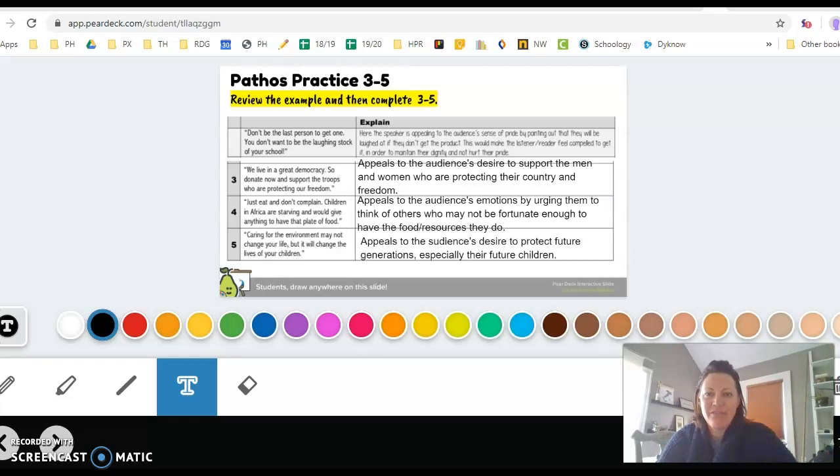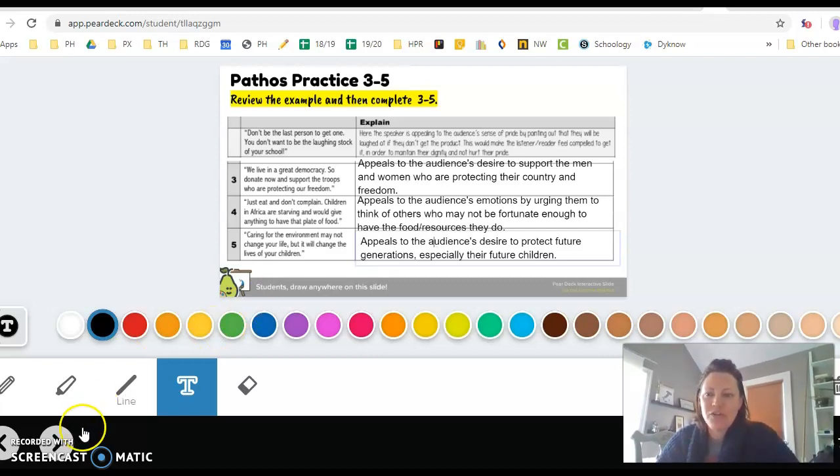And finally, number 5, caring for the environment may not change your life, but it will change the lives of your children. So this one is appealing to the audience's desire to protect future generations, especially their future children. If you start to think about those future generations, future children, that makes it more personal. And of course, when you are thinking about protecting the earth, by saying this might not affect you, but this will affect the life of your children, that's going to hit a little bit closer to home, and maybe somebody's going to change their actions based on that appeal to their emotion. So there we have it.